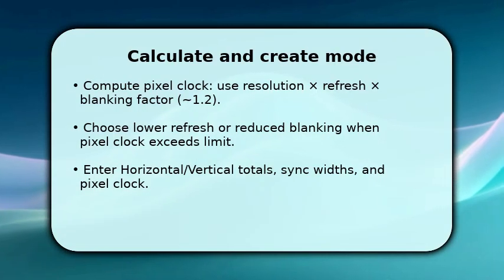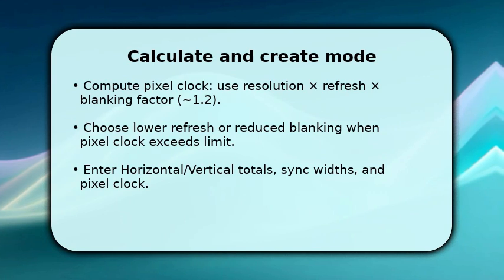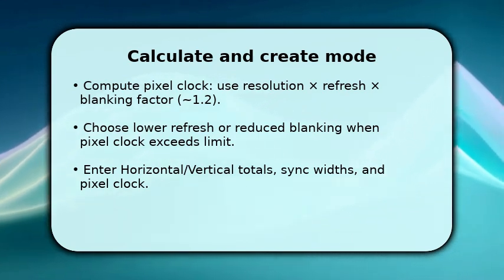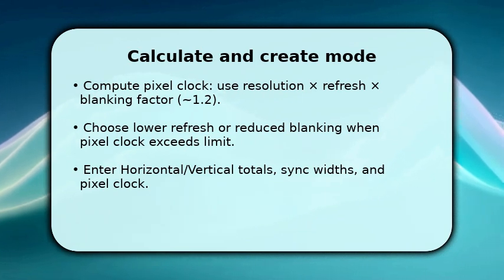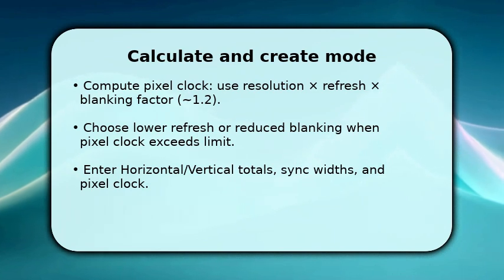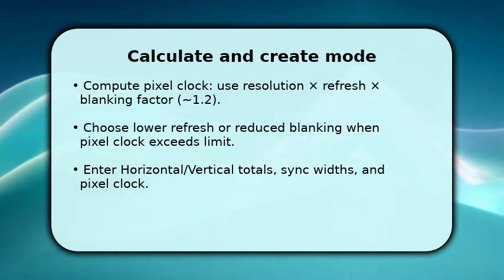Now you handle the complex middle steps. Calculate the pixel clock so your mode fits the cable and monitor limits. Multiply resolution pixels by refresh rate and include a blanking factor, about 1 to 1.3 depending on standard versus reduced blanking, to estimate the pixel clock. If the clock exceeds the interface limit, reduce refresh rate or switch to reduced blanking.